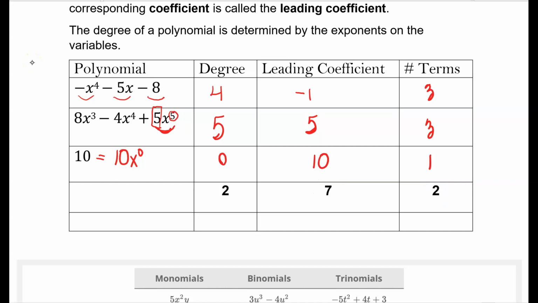So pause the video now and work on that. Okay, so I'm going to give an example. My example would be, since I have to have a leading coefficient of 7, it would be 7, and my degree has to be 2. So I'm going to put 7x squared, but that will only be one term, which is a monomial. I'm going to add a term to it. For example, I could put minus 2x, so that my polynomial has 2 terms in all.